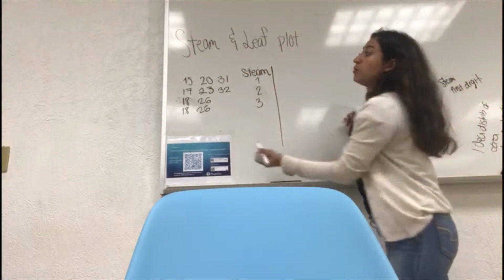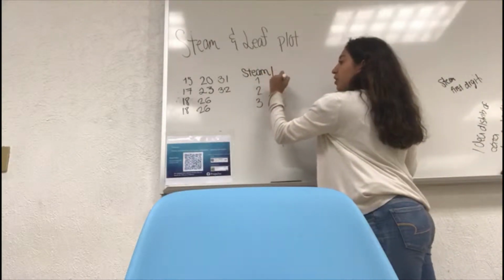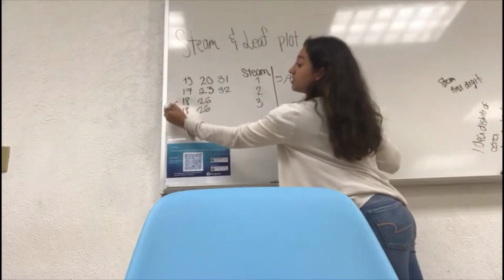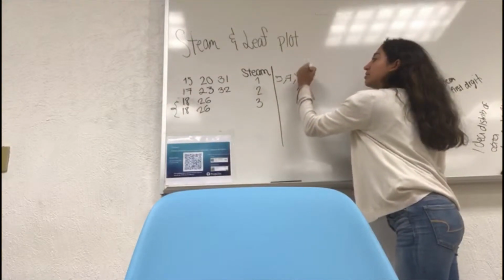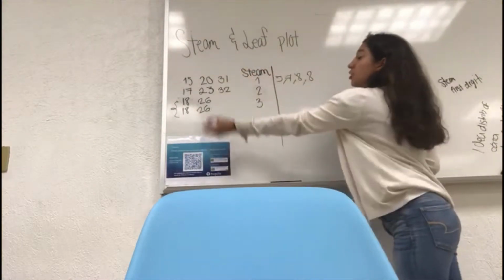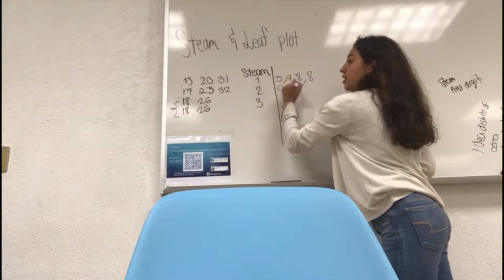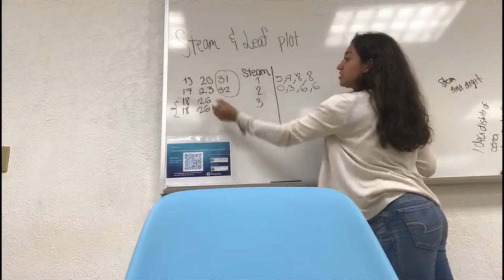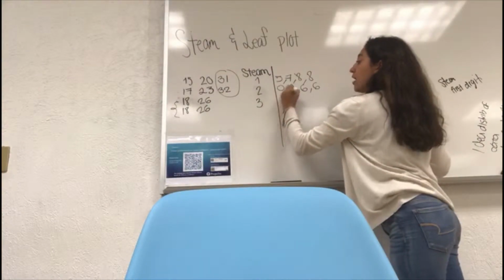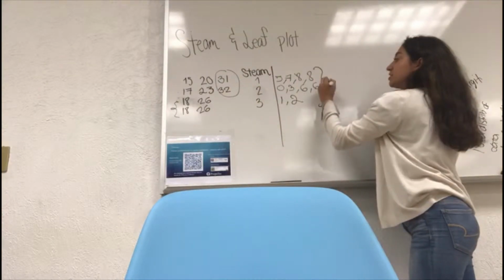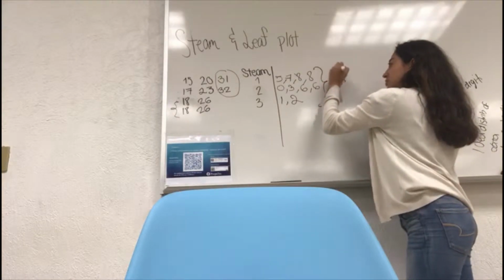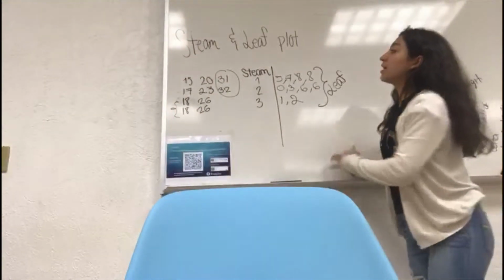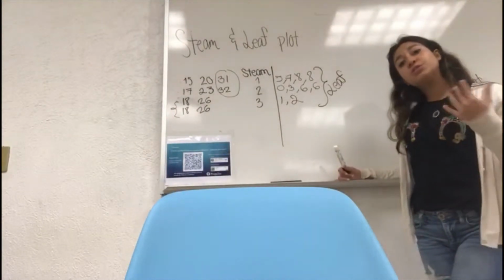So the leaf will be your 5, your 7, 8, and as you can see, 8 is repeated, so you put again the 8. In the 20s, you have a 0, a 3, a 6, and again a 6. And in the 30s, you have a 1 and a 2. So as you can see, these are the leaves, and it helps you distribute your data in an easier way and in a most visual way.